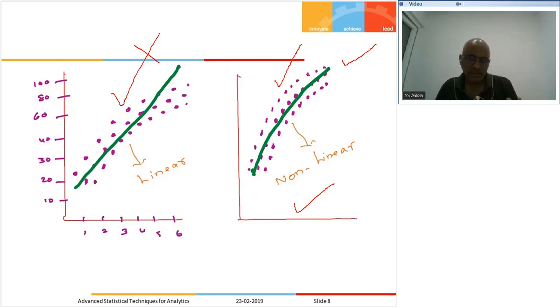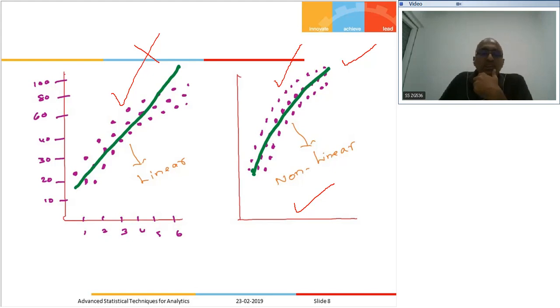I hope that it is clear, right? So it is our job. Correlation never helps us to say whether it is linear or non-linear. It is our job to find out whether it is linear or non-linear with the help of the concept called regression analysis.